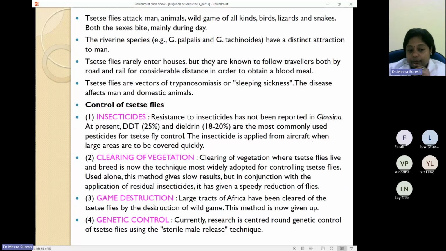Then there has been game destruction. Game destruction was used because the fly is affecting all the wild animals. At earlier times, we saw that the CC fly is usually confined to the African continent. So to kill or clear these CC flies, large forest areas in Africa were cleared, killing even the wild animals. But because of the environmental catastrophe that was caused, this method is now given up. Then the last one is genetic control, where they especially use the sterile male technique to control the CC fly population.